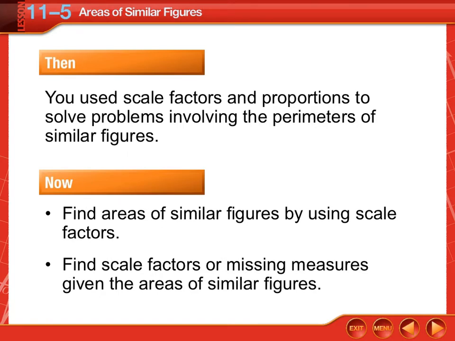Hi guys, we've been working all through Chapter 7 on similar polygons, similar figures, and I decided to combine this Section 5 up in Chapter 11 into our Chapter 7 study. The topic of this section is areas of similar figures, and it just makes sense to combine it into similarity. In this section, we're going to find the areas of similar figures when we know the scale factor, and we're going to go in reverse and find the scale factor or missing sides of polygons if we know the areas of similar figures.